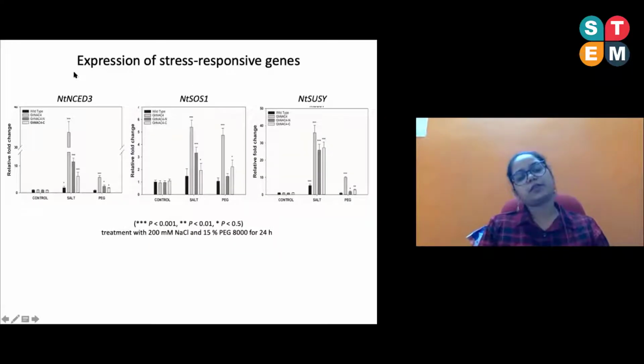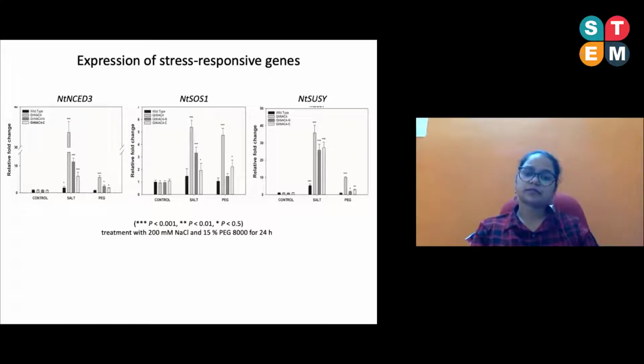Now, the expression of NCED, SOS1, and SUS1 was also studied. NCED is an ABA biosynthetic gene. SOS1 is a plasma membrane sodium proton exchanger, and SUS1 is a sucrose synthetase gene. And as we've seen earlier, high upregulation of these stress responsive genes was seen in transgenics as compared to the wild type, and a very high upregulation of this ABA biosynthetic gene was observed.